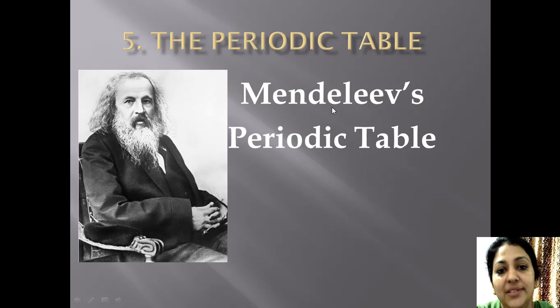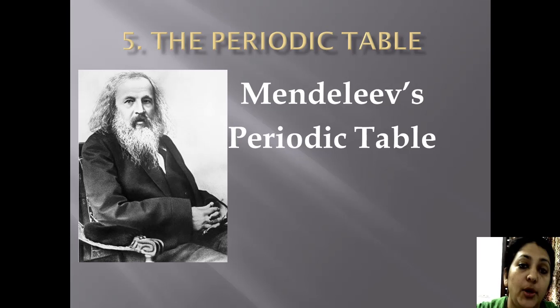Good morning, children. So today we are going to continue the history of the periodic table. We have already discussed Dobereiner's triads and also Newland's octaves. Today we are going to discuss Mendeleev's periodic table, which was a very important step towards the modern periodic table. So let's start with Mendeleev's periodic table.